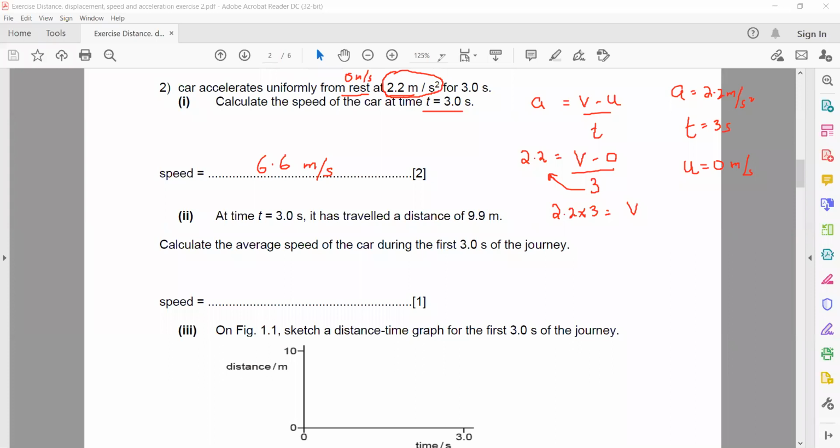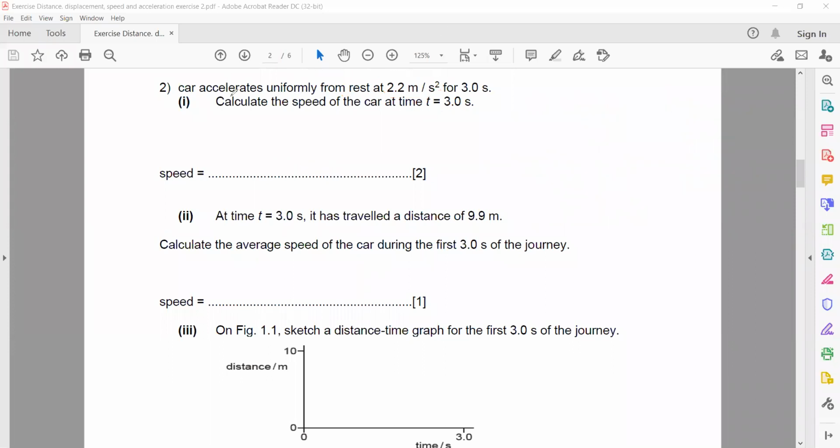In the question, they mention a car accelerates uniformly from rest. So it means the car starts from rest. Whenever anything starts from rest, what is the starting speed? The starting speed is 0. u is called the starting speed or initial speed. And it has an acceleration, which is given as 2.2 meter per second square, and it accelerates for 3 seconds.